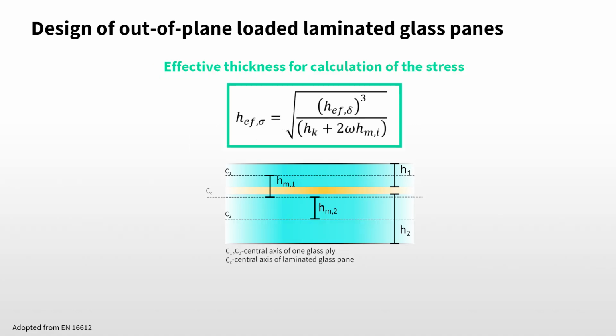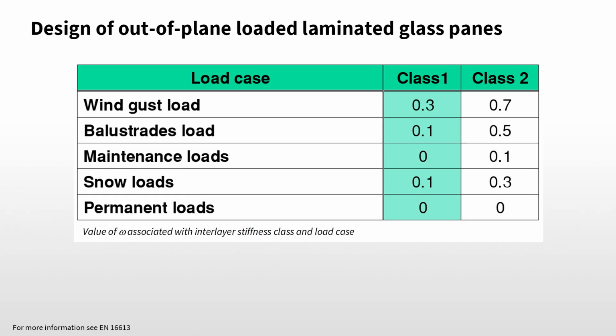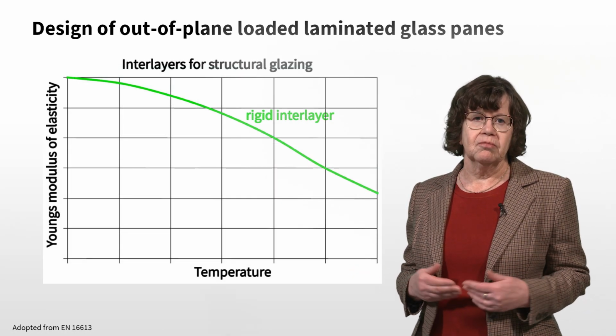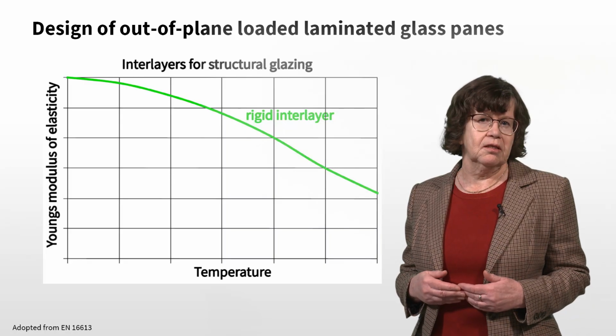The effective thickness for the calculation of the stress is determined according to another equation. The influence of the shear coupling in the formulas is introduced by the shear transfer coefficient omega. This coefficient depends on the type of interlayer, load duration, and temperature range of the considered load. It takes a value between 0 in case of no shear coupling and 1 for full shear coupling. The coefficient omega shall be determined according to the procedure given in EN 16613.